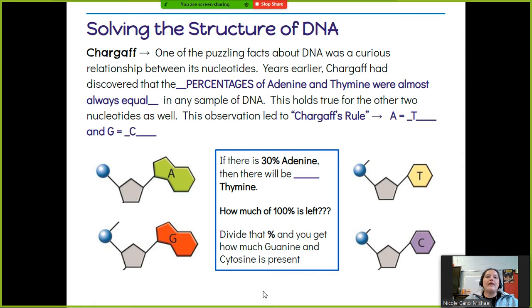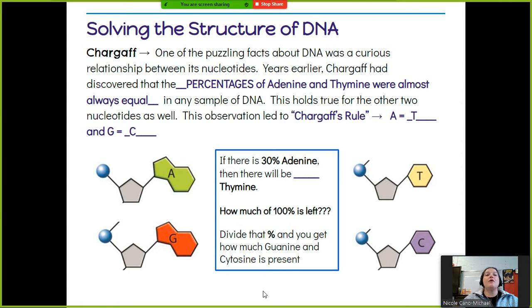So let's look at solving the structure of DNA. So now we know what DNA is made up of. Let's take a quick look at trying to figure out the structure of DNA to help explain why DNA is able to do the three things that it does so well, which is store information, copy information, and transmit information to the next generation.